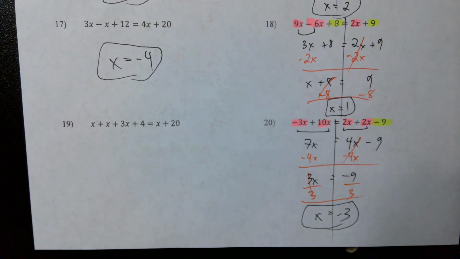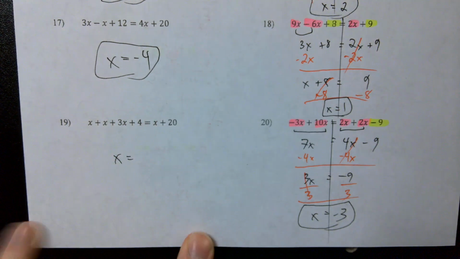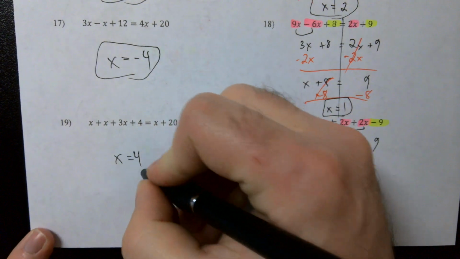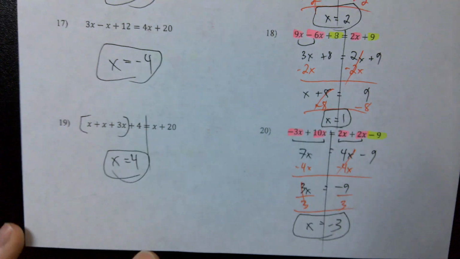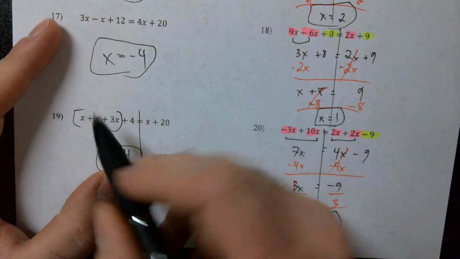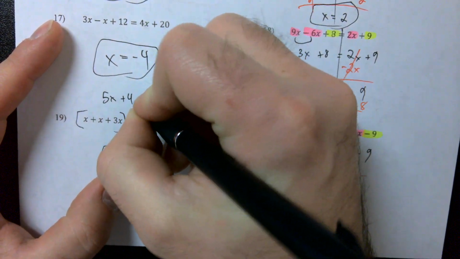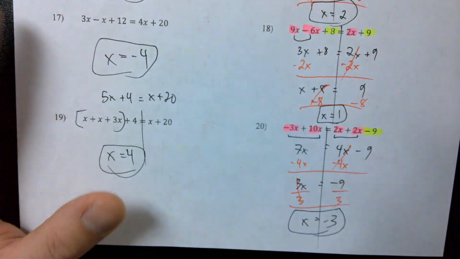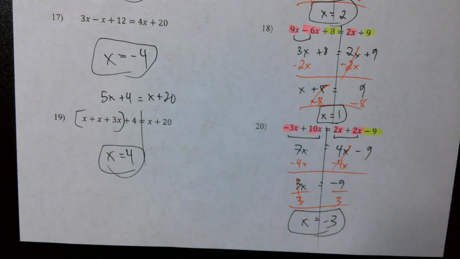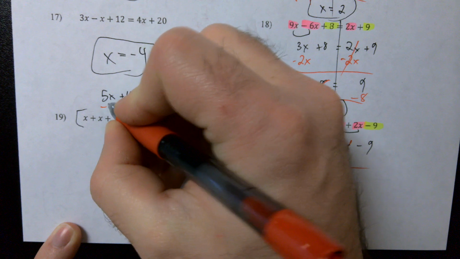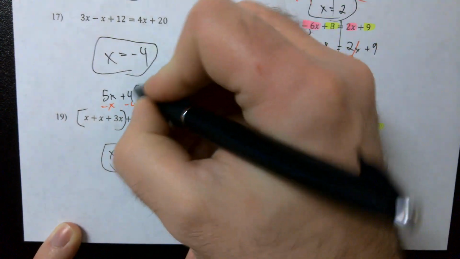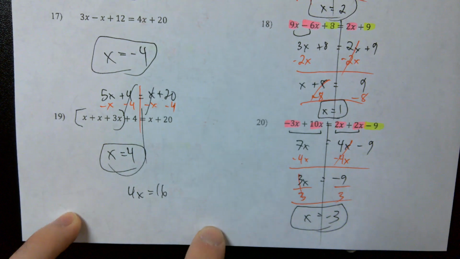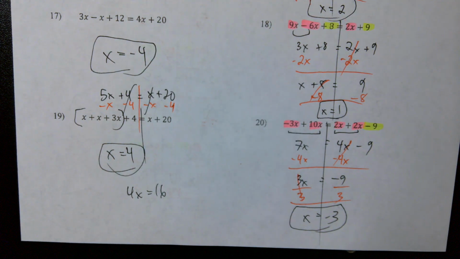What did you get for number 19? 4. That's absolutely right. How did we get 4? Well, we combine these 3, right? 1x plus 1x plus 3x makes 5x's. If I were to subtract my x over, then subtract my 4 over, I get 4x equals 16. So we get x equals 4. All right.